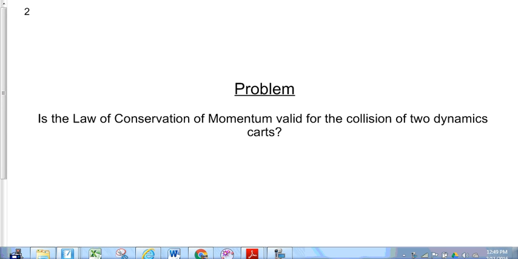This is a dynamics cart. We're going to collide two of these things together. They're going to stick together during the collision, go off as one, and we want to see if momentum is conserved. In other words, is that law that I've told you about over the last couple of days really true, or are we just making it up?